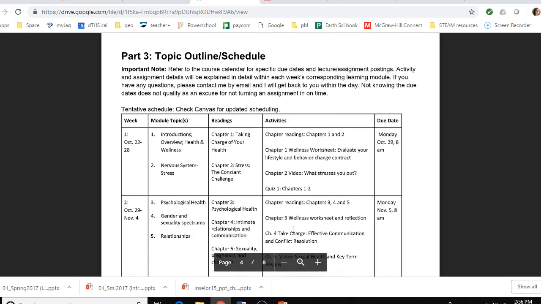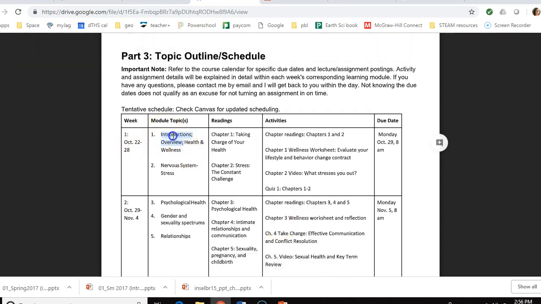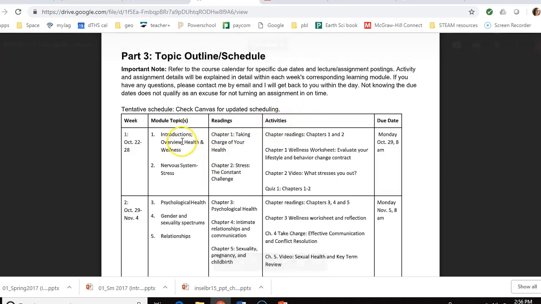So this is the topic outline, and this is probably the most important part of this syllabus. It tells you the week. So we're in week 1, and this is the module that's called Introduction and something about syllabus and overview. Okay, so this covers chapter 1. And this week I will be posting 2 lecture modules. This lecture you're listening to right now and the nervous system and stress lecture. Okay, those are going to be based on chapters 1 and 2. And so the activities that you have to do this week are read chapters 1 and 2 and do the ending, okay, the little assignment at the end.